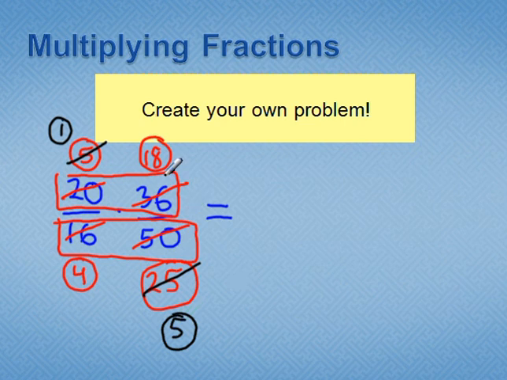And one more step of reducing between 18 and 4. 2 can go into both of them, so let's divide them each by 2. 18 divided by 2 is 9, and then 4 divided by 2 is 2.